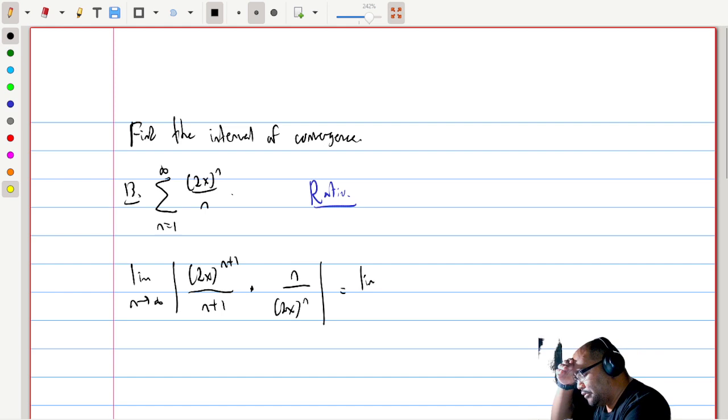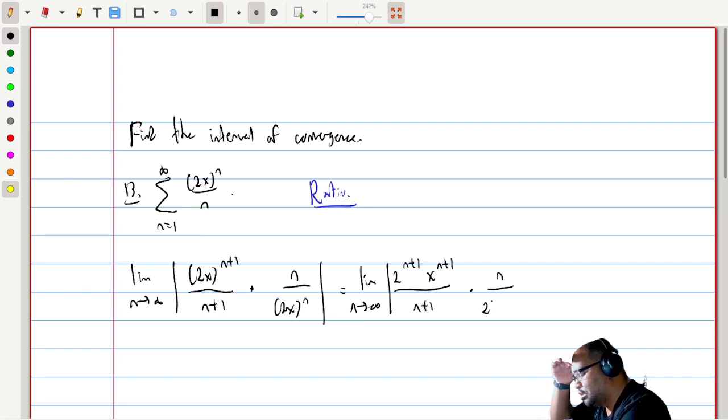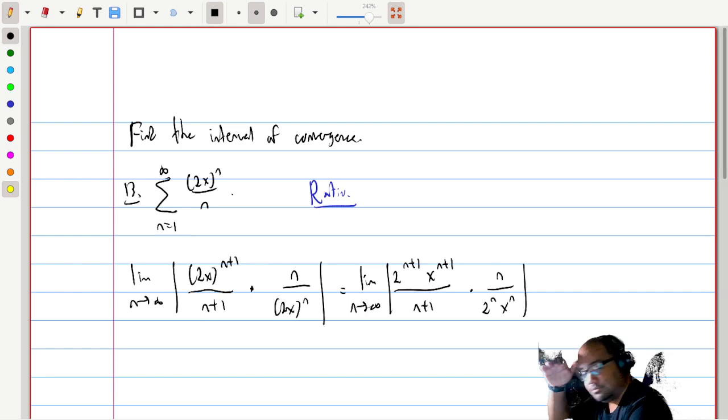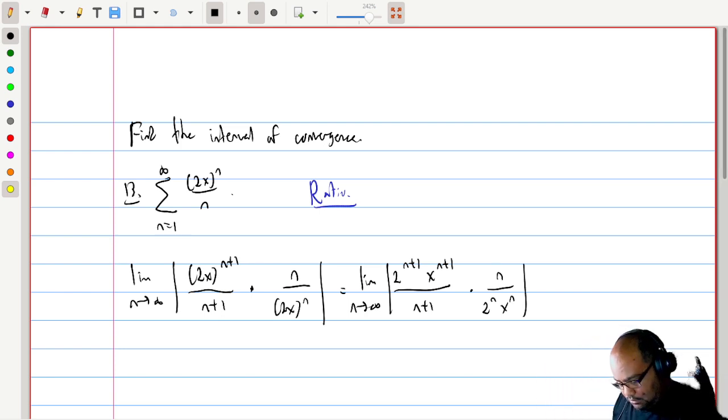Okay. Let's clean this up first. So we have a product to a power. So we have 2 to the n plus 1 times x to the n plus 1 over n plus 1 times n over 2 to the n x to the n. Okay. Now let's see what we can kill. Okay, what can we get rid of?